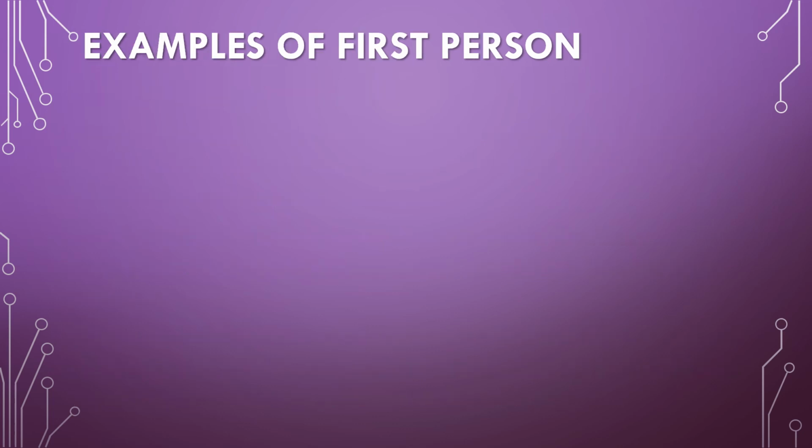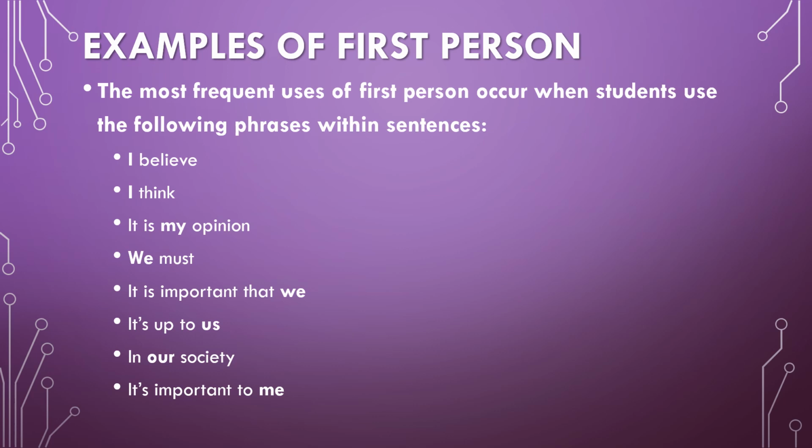So here are some examples of first person writing. The most frequent uses of first person can occur when students use the following phrases within sentences. I believe. I think. It is my opinion. We must. It is important that we. It is up to us. In our society. It's important to me. All of these are examples of first person. First person is not just I, me, or my. It includes we, our, and us.